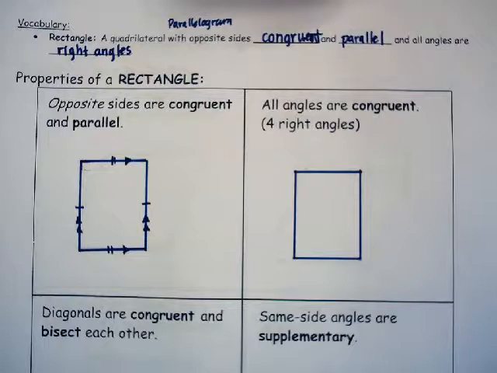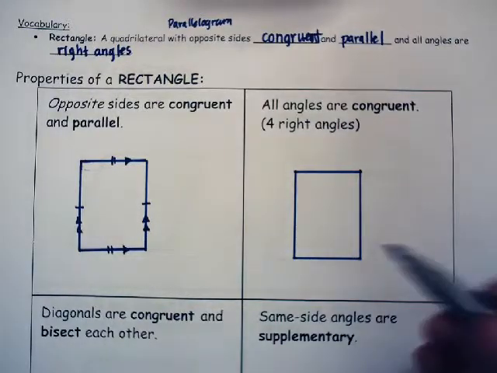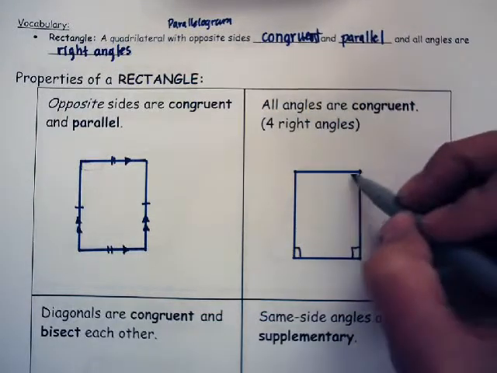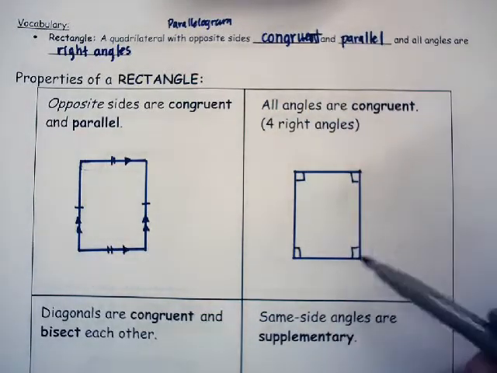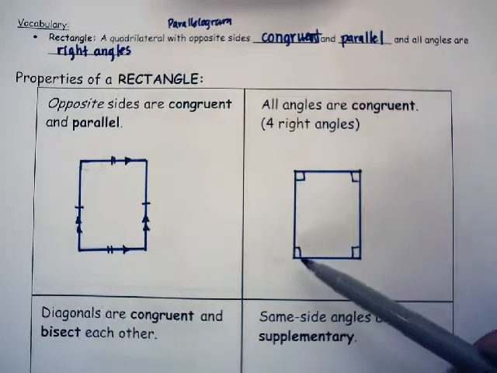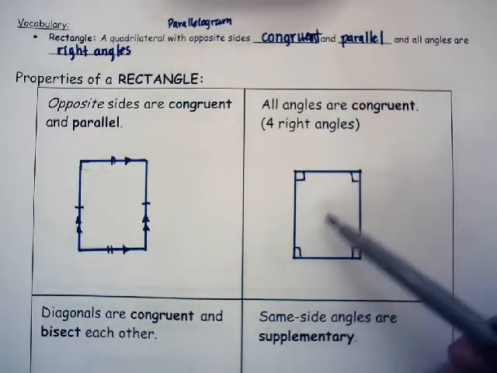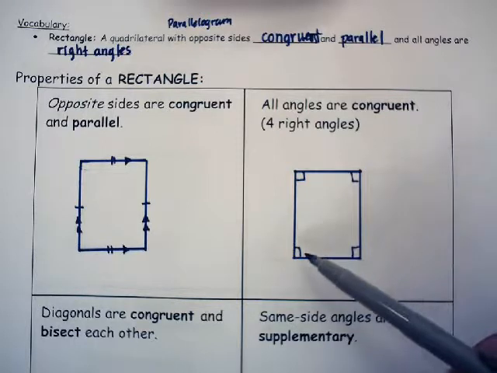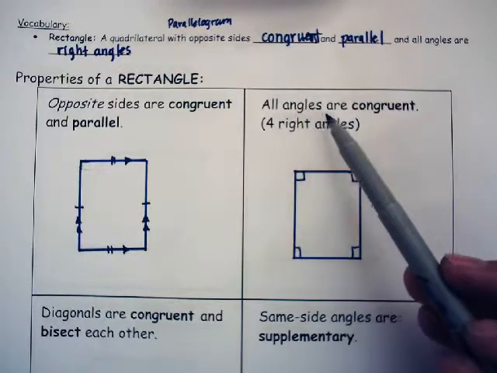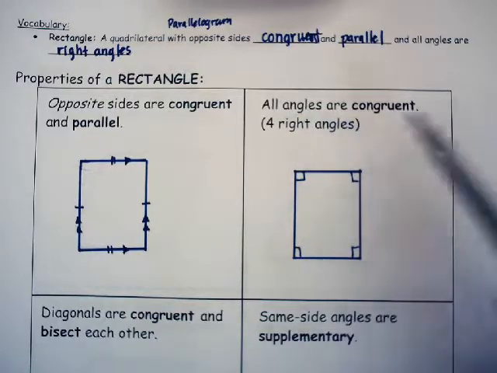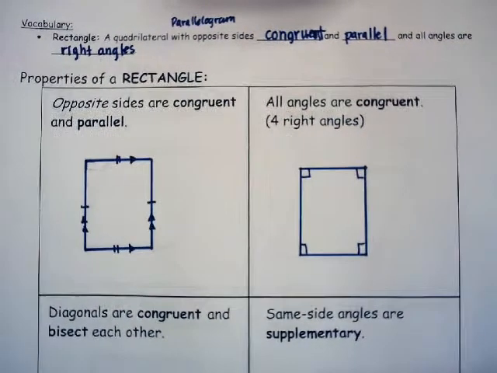All angles are congruent. So there are 4 right angles. Now this was a little bit different than the parallelogram. The parallelogram just said opposite angles are congruent. But remember, a rectangle is a parallelogram. So notice opposite angles are still congruent, but this is even a little bit more special. All angles are congruent.